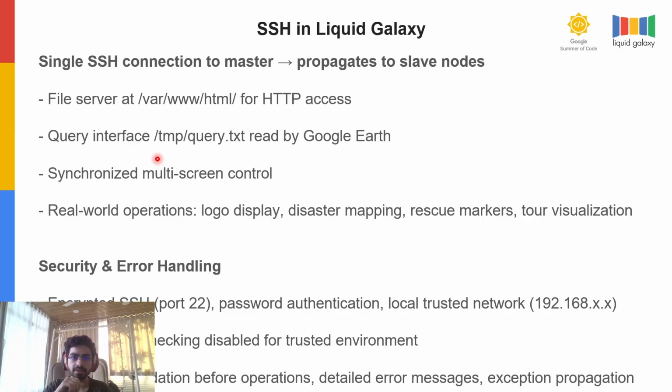So if you want to execute some kind of commands from your Flutter application to query.txt, you can do that via SSH. Again, you have synchronized multi-screen control. You already know that, and then you can display logo, disaster mapping like I showed you previously. Then rescue markers and tour visualization and all is possible. These are all just the execution of some kind of commands, Linux commands.